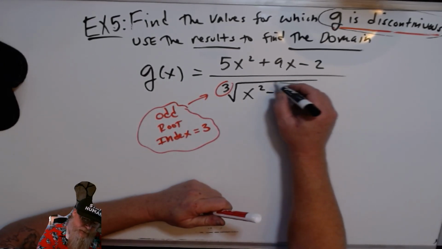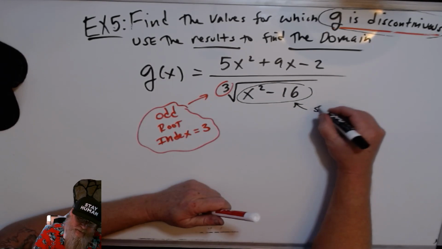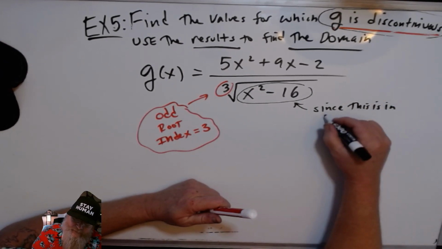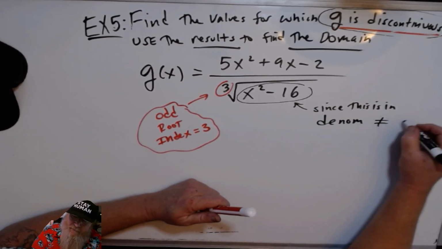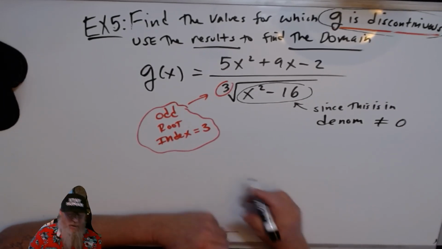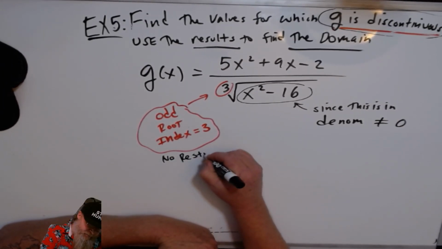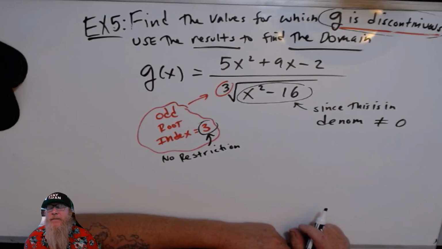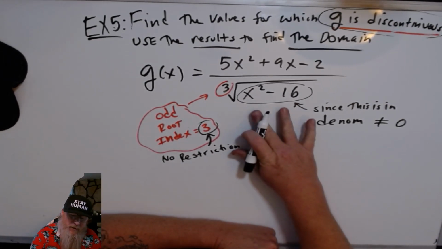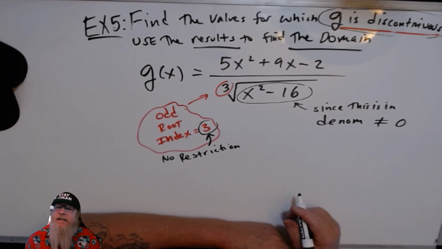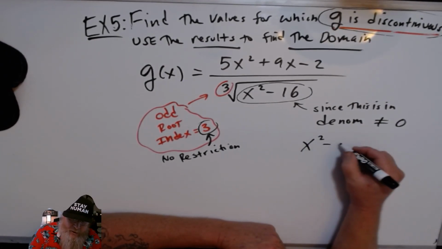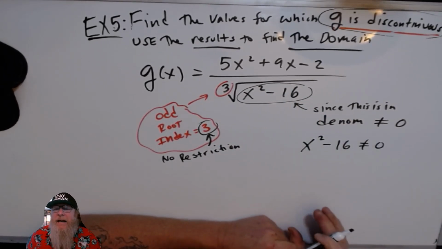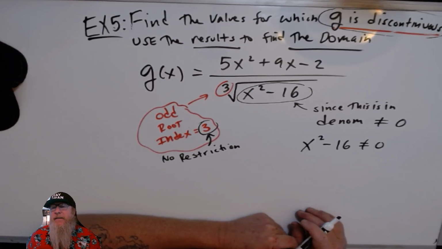However, since it's in the denominator, we have the restriction that it can't be 0. So the index is not giving us a restriction. What's giving us a restriction is that the x squared minus 16 is in the denominator. So that means we can ignore the cube root, or the radical, and we can just say that it's not equal to 0.